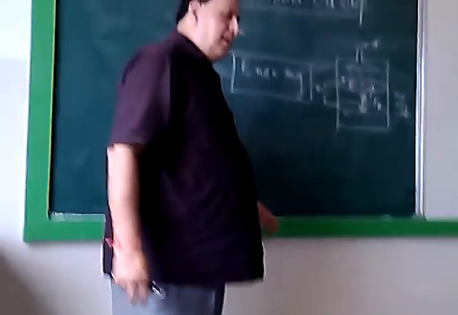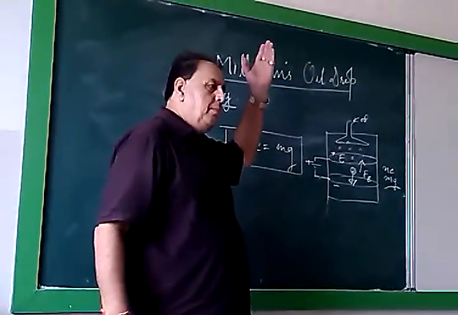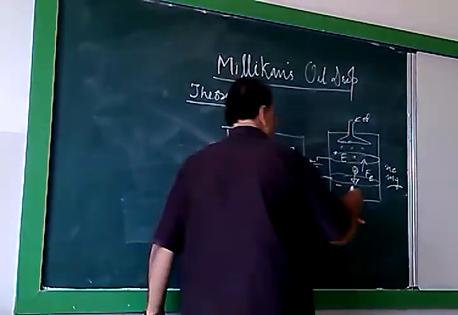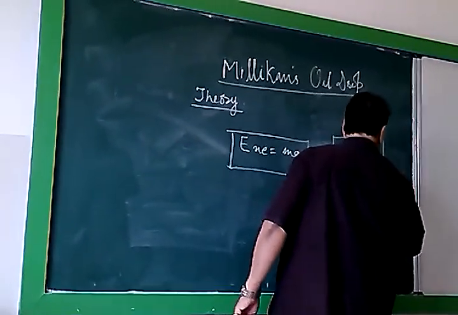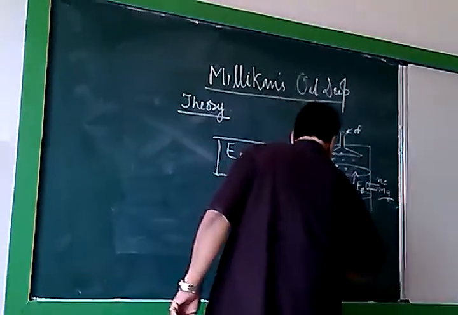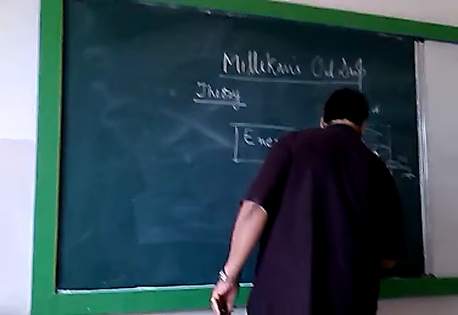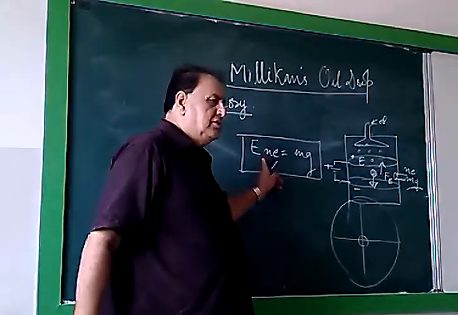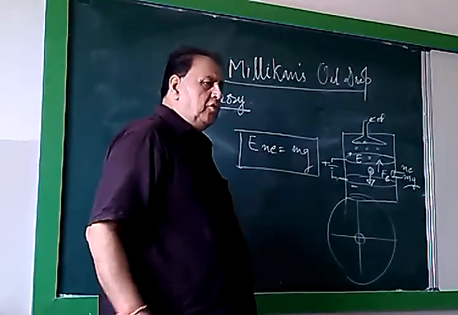When these two forces are balanced, the droplet gets hanged. If you shut this electric field, it will fall. If you make it more, it will start going up. But we balance this in a way that it comes into the field of view of a telescope. The telescope has a crosswire like this, and you make the droplet stationary somewhere here. This is the field of view of the telescope. This is the equation. Suppose n is 1.